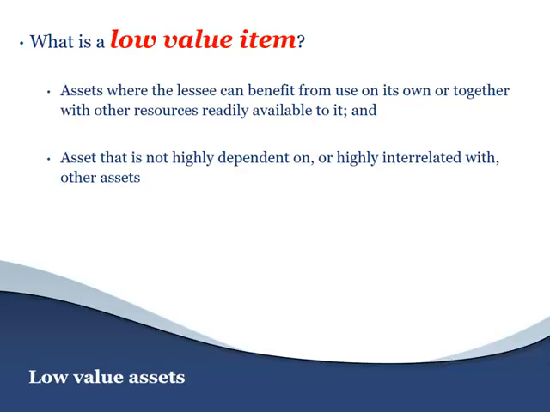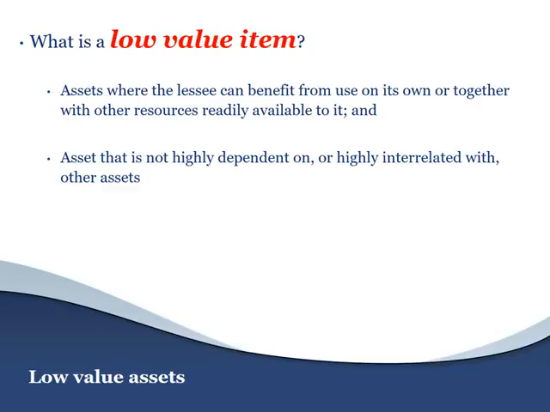And the idea of the low value item is saying that if you've got assets that effectively meet these two requirements, you can use the exemption. In other words, the old operating lease. The first one says assets where the lessee can benefit from the use on its own or together with other resources readily available to it. And of course, the asset is not highly dependent on or highly interrelated with other assets.